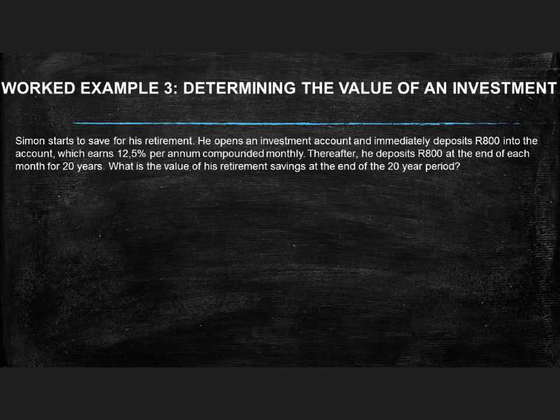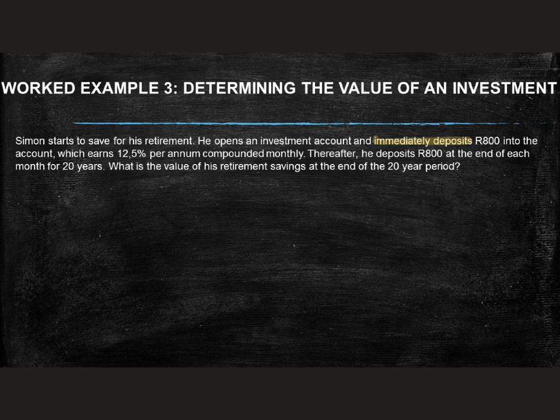Let's look at this example. Simon starts to save for his investment or his retirement. He opens an investment account and immediately deposits 800 Rand. This is the first time we've seen this word immediately, and it's important that we make a note of how we're going to deal with this. Immediately means something has happened right now.